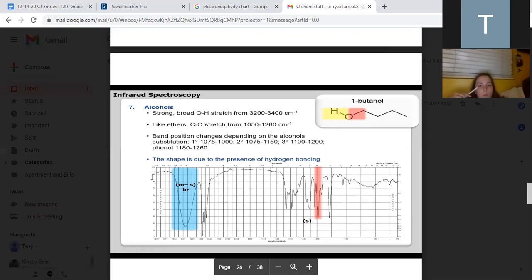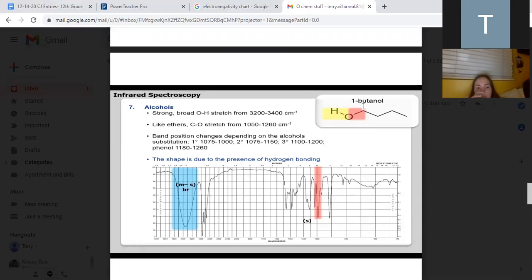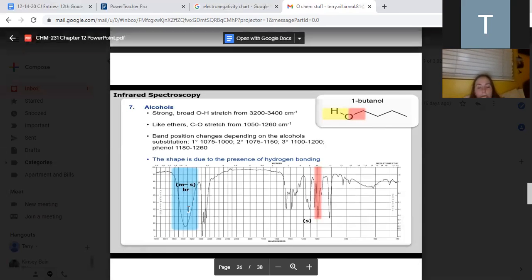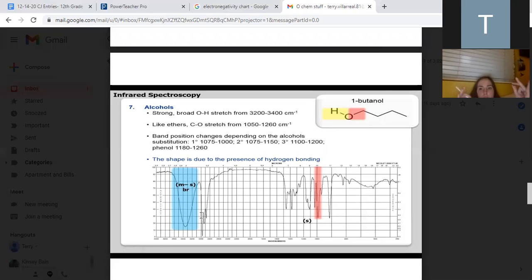So this peak, if you remember, right below 3000, is the sp3 carbon-hydrogen. The hydrogen is coming off of here, here, here, and here. That's what these peaks are. Oh, okay, I'm starting to get it. So even though it's present, we're more focused on the first two regions. Correct.